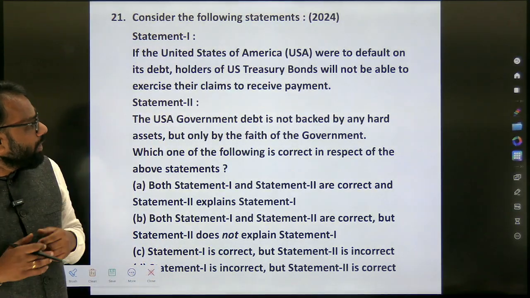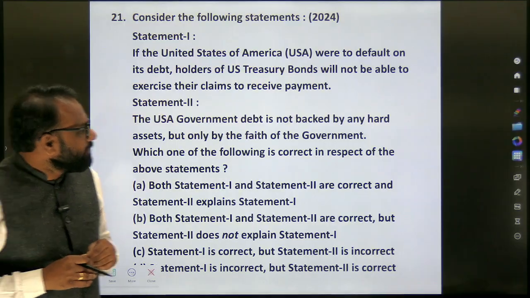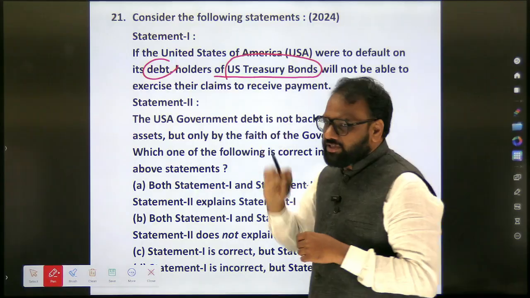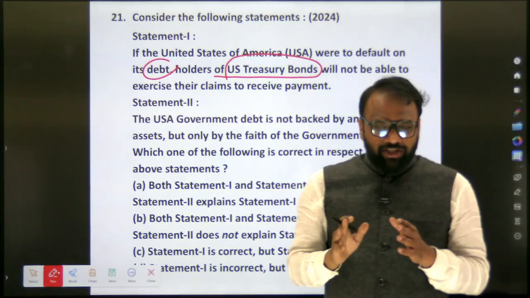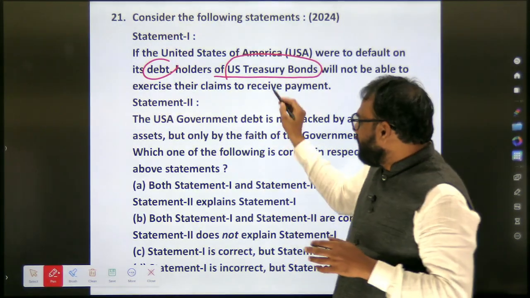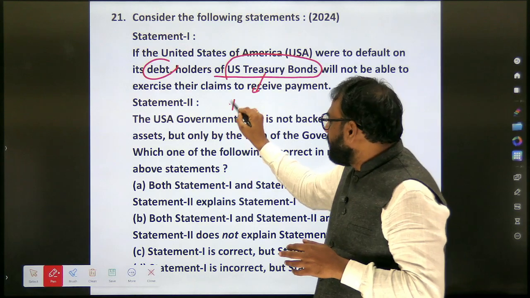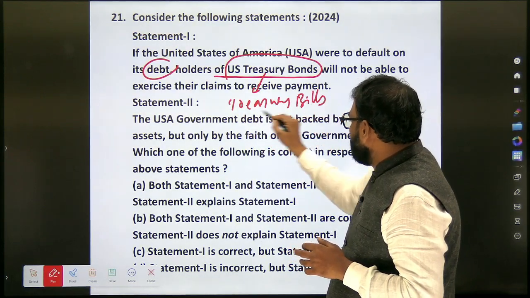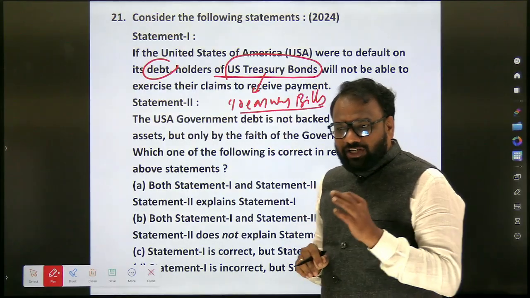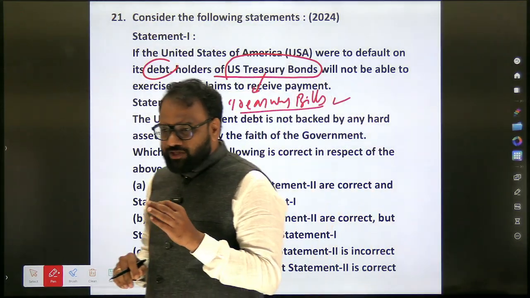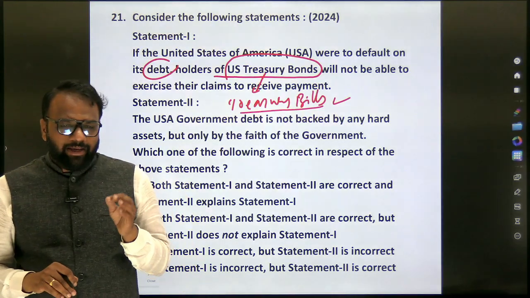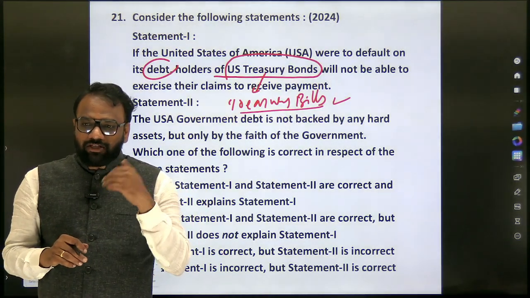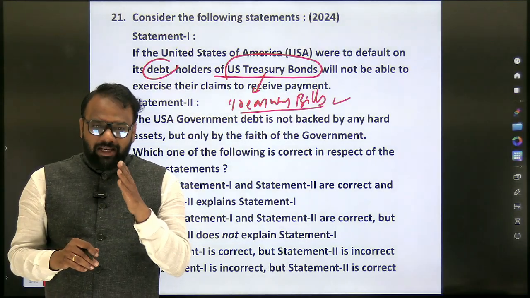So what do they say? Were to default on its debt. Holders of US Treasury bonds. In India also we have Treasury bonds kind of things. What we have here, we call them Treasury bills. So we know about treasury bills. Treasury bills are instruments of capital market or money market? Money market. So treasury bills are used to raise funds for a period of less than 1 year.